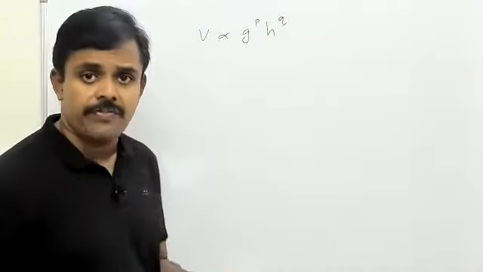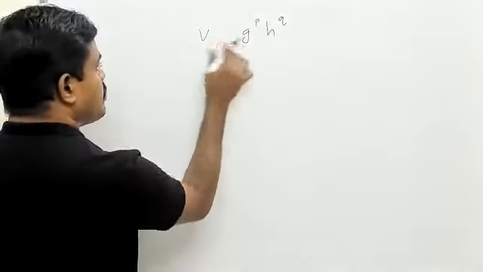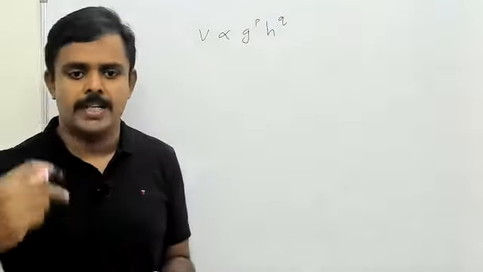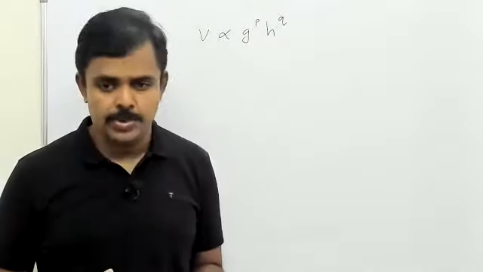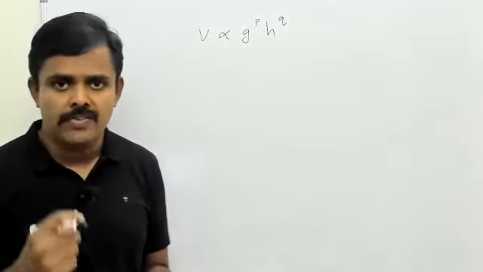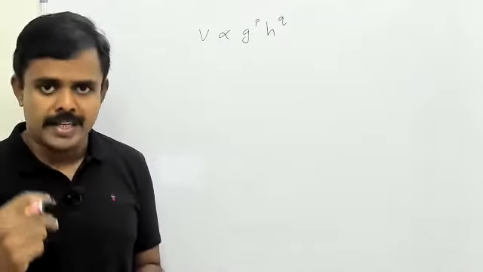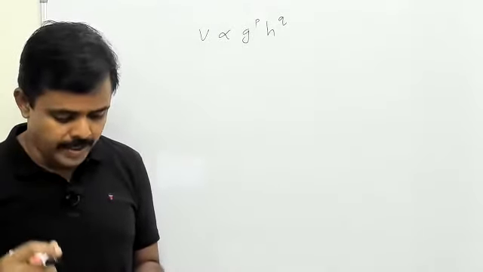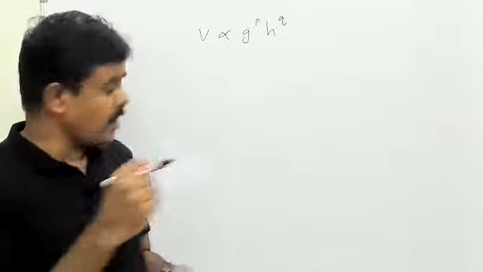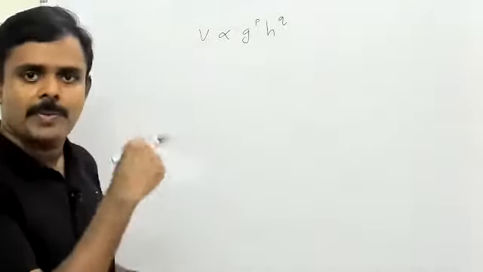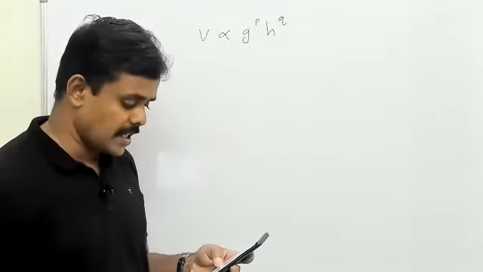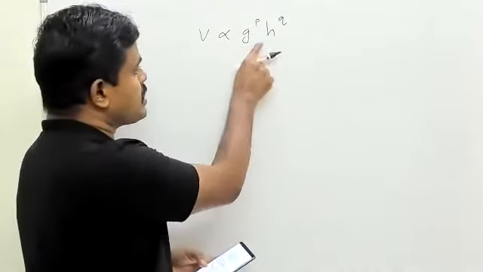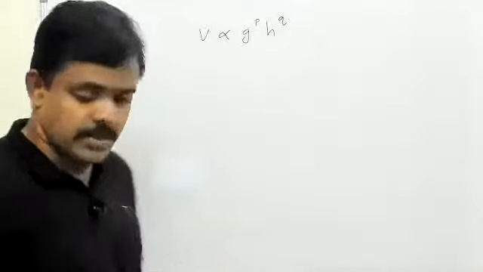Okay, so velocity of a freely falling body. What is meant by freely falling body? A body that is falling down is called freely falling body. A body that is falling under acceleration due to gravity is known as freely falling body. And its velocity changes, meaning proportional to, depends on. Velocity changes as g raised to p h raised to q. Then the values of p and q are.